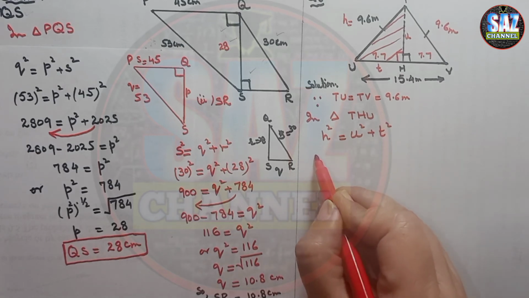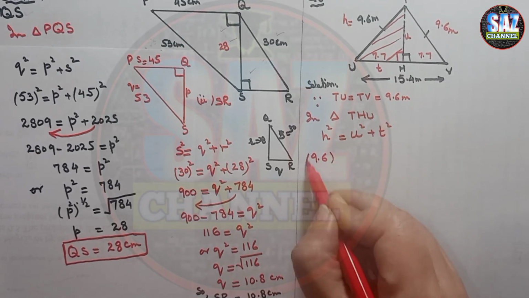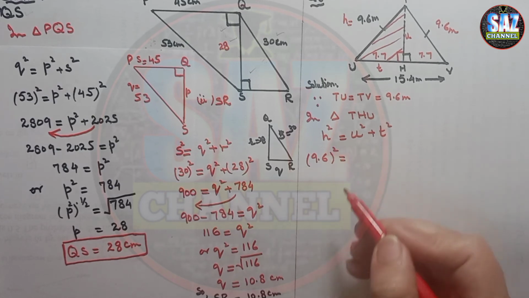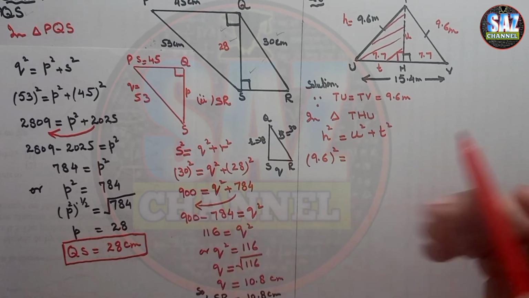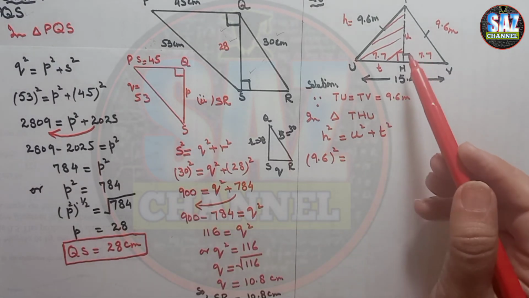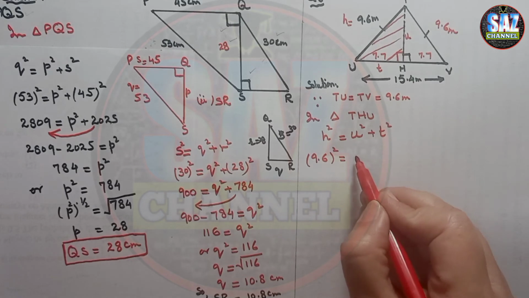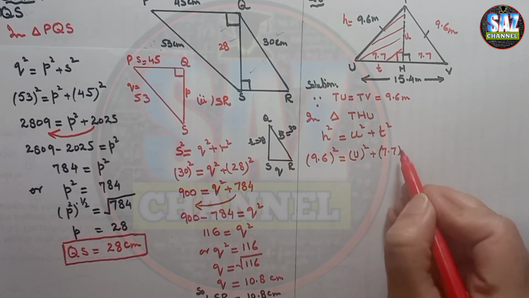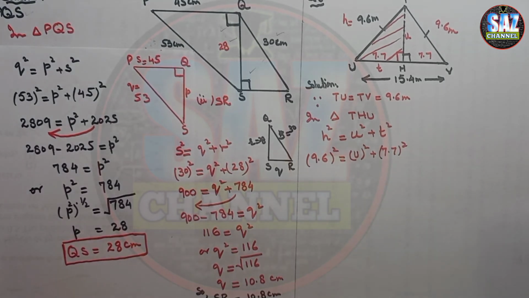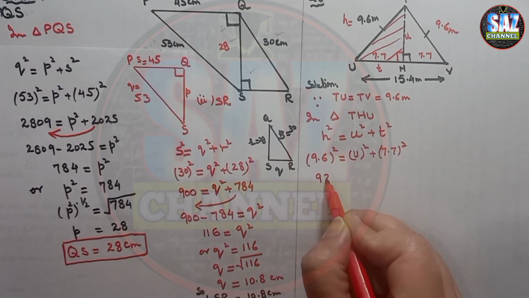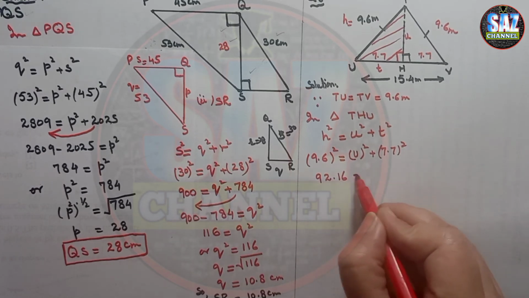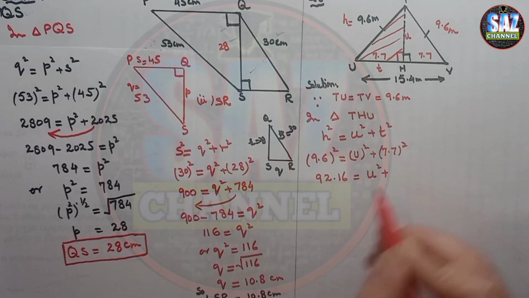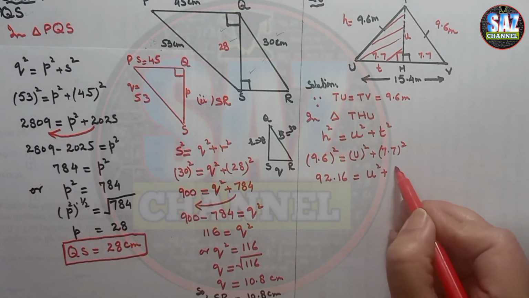H is 9.6, which is the hypotenuse. Why is that the hypotenuse? Because that is the side in front of the 90-degree angle. U has a value we do not know, so U square will come as it is, and T has the value 7.7 square. Now we have to check the squares of these numbers. 9.6 square gives me 92.16, and U square will come as it is, plus 7.7 multiplied by 7.7 is 59.29.